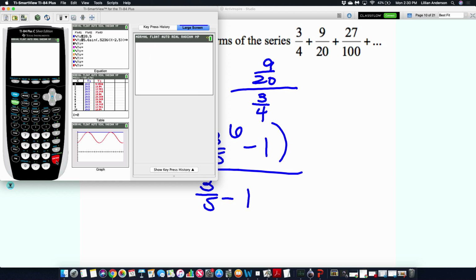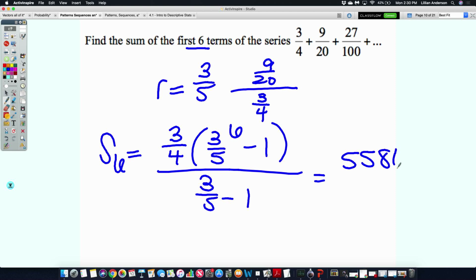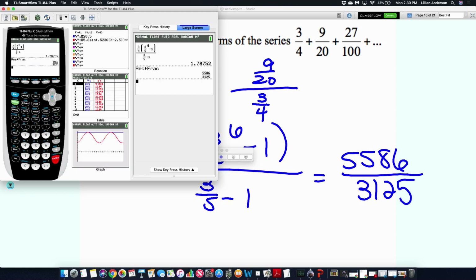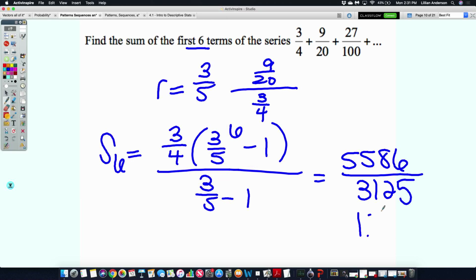And if I didn't have this type of calculator at home, which I don't, I have a very old school one, I probably would have done each piece, simplified the fraction, and then gone from there. Convert it to a fraction. Math, Enter. Did you guys get that? Yes. 5586 over 3125. If I left it as a decimal, it's 1.79, 3 significant figures.